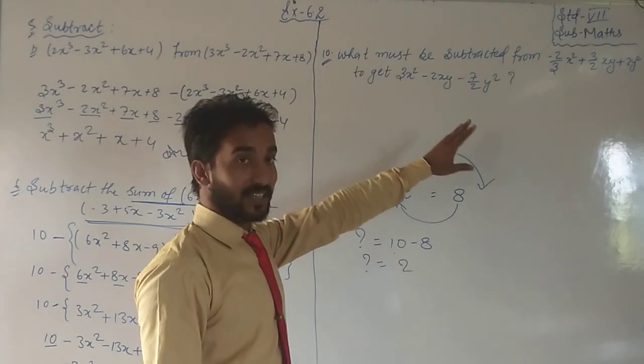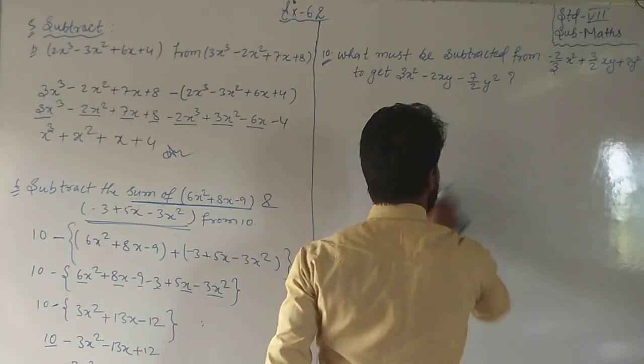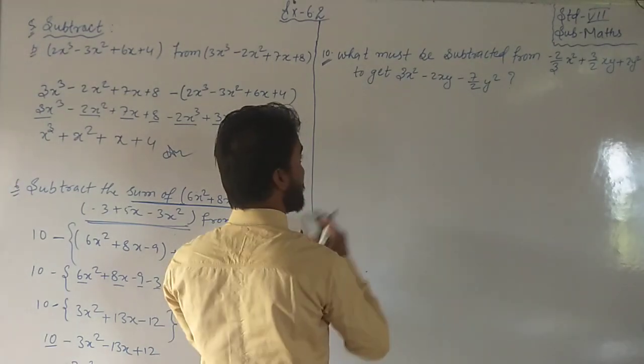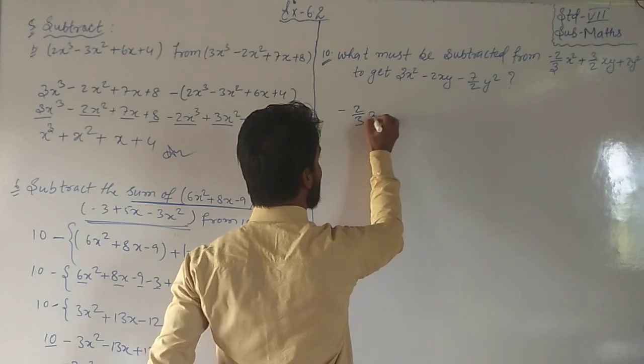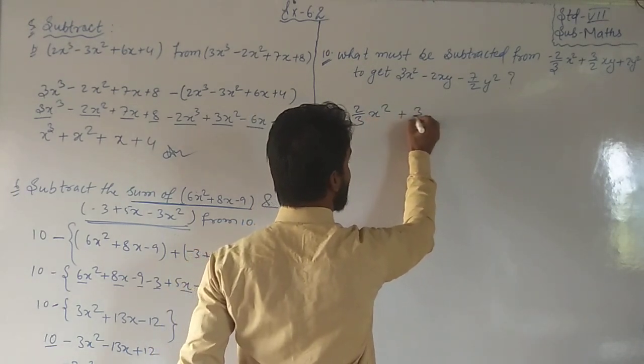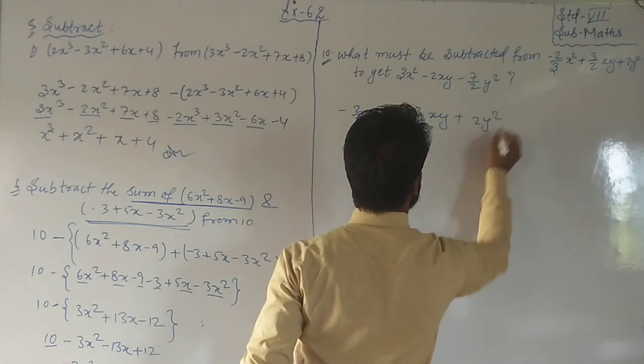Same questions are given like that. So let's see how it will be solved. The question is given: minus 2 by 3x square plus 3 by 2xy plus 2 by y square.